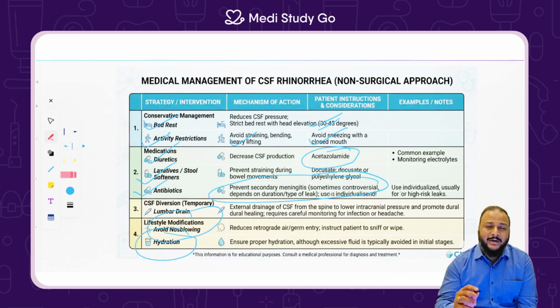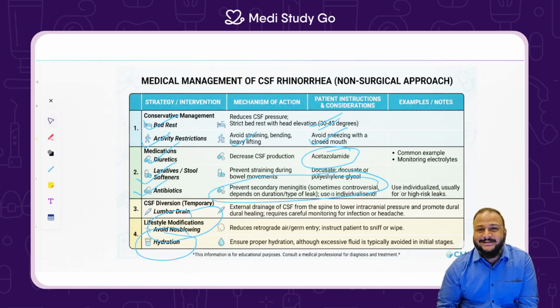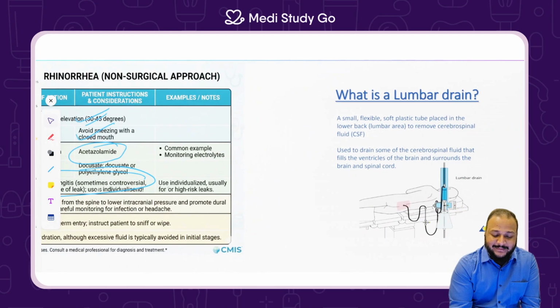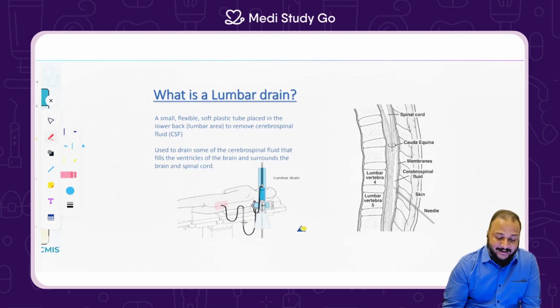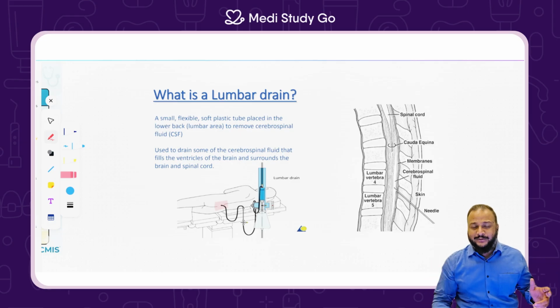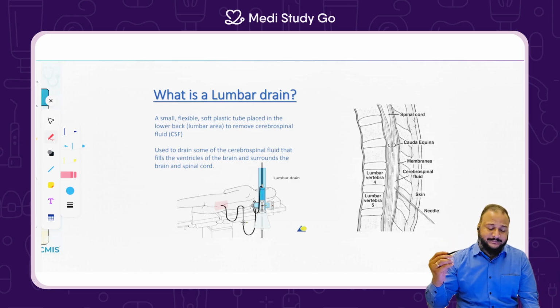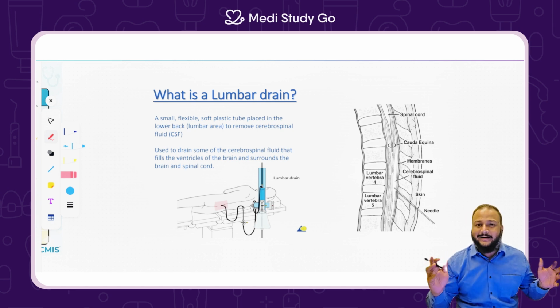All right. So if that was the medical management for a CSF leak, what is the surgical management? The surgical management is a lumbar drain. So try to understand. When you keep a patient in a 45 degree elevated position, all the CSF accumulates in the posterior part of the brain. But of course, the CSF is forming at the rate of 20 ml per hour.